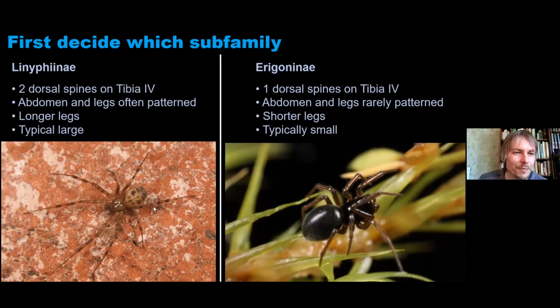So you split them by how many dorsal spines they have on tibia 4, the rear tibia. If they've got 2 dorsal spines, they're in this subfamily. If they've only got 1, they're in the Erigoninae. That's useful because in the Roberts book they split quite well. Anything past the genus Erigone will be in this group, sorry, and anything before will be in that group. So you don't have to go through quite a lot of pages if you've already worked that out.